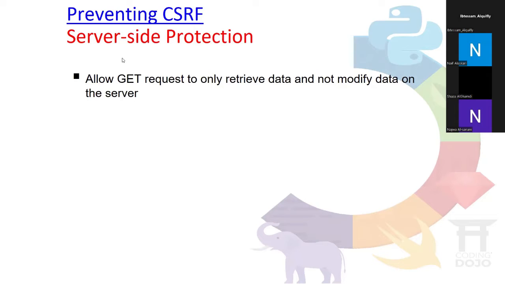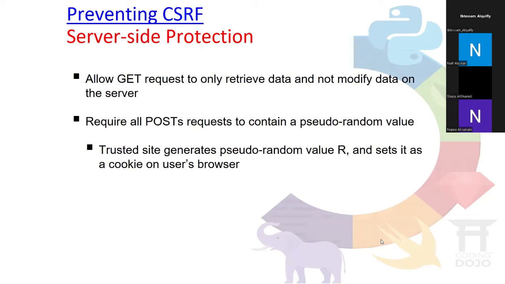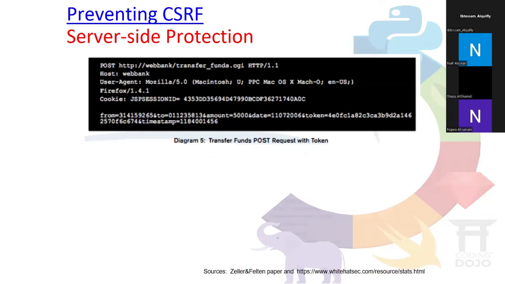Okay, how to prevent CSRF. Allow GET requests to only retrieve data and not modify data on the servers. We have mentioned this. Require all POST requests to contain a pseudorandom value. This is something similar, I would say, to a token that you will be sending every time. Let me explain this in a very easy way. This is a trusted-site-generated value set in the cookie. I will show you how it looks, because it's easy to show.